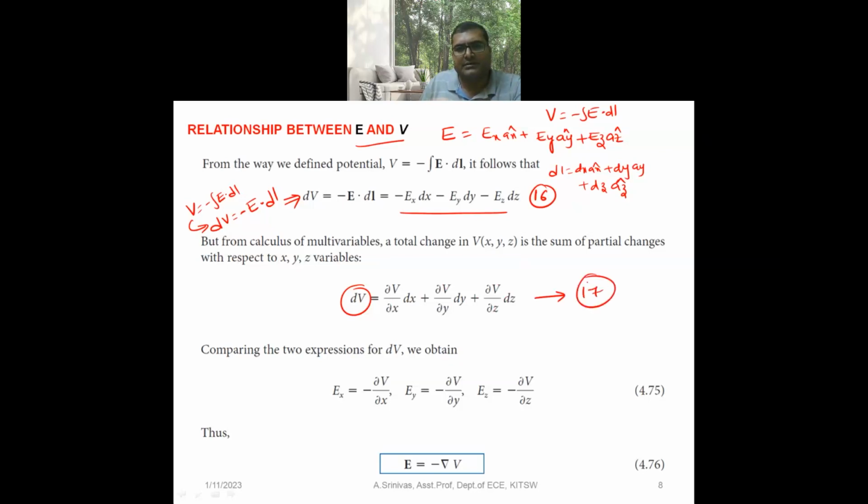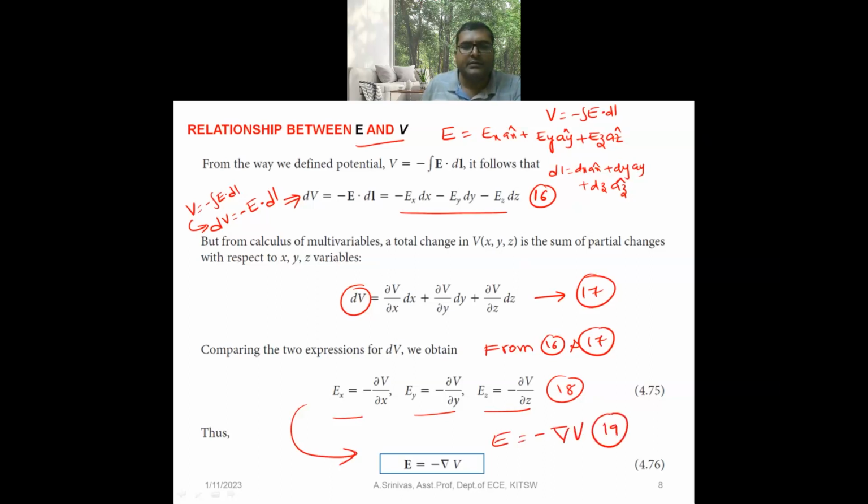It is once again the definition of dV, and from equations 16 and 17, by comparing we get the values of Ex, Ey and Ez as shown by equation 18. Equation number 18 can be rearranged as E is equal to minus of del V. It is another type of relation between E and V. By knowing the value of potential, we can determine the electric field intensity.